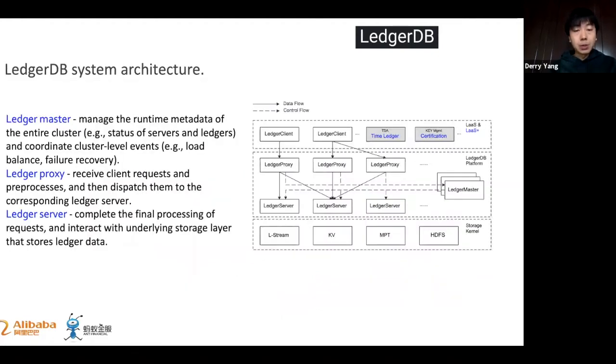This is our architecture of data and control flow. The Ledger client submits jobs to the Ledger proxy. The Ledger proxy receives the client request and then dispatches it to the relevant server. The Ledger server then completes the final processing of the request and interacts with the bottom storage layer containing L-Stream, KV store, MPT, and HDFS. L-Stream is our designed linear structured append-only file system.